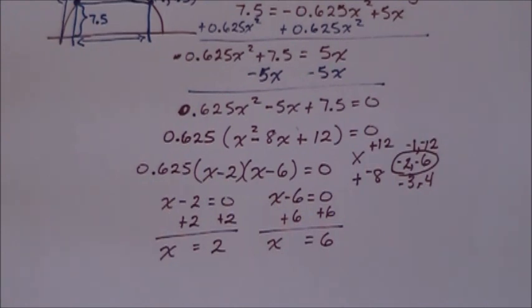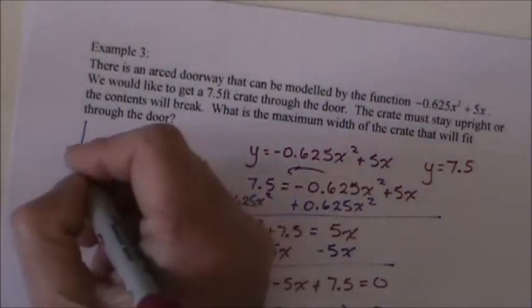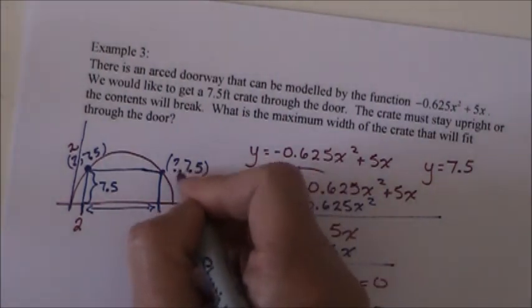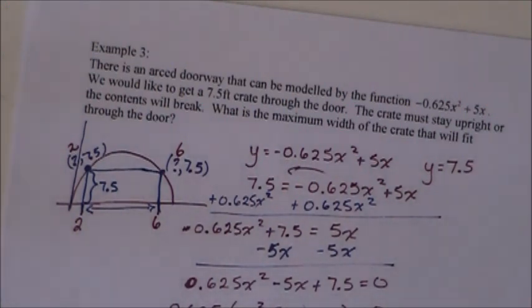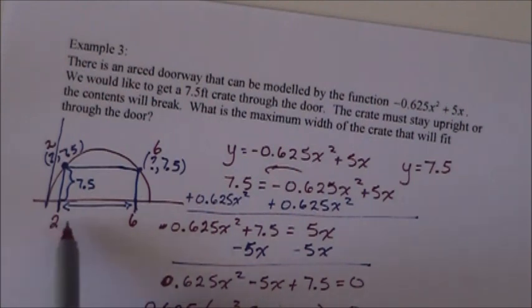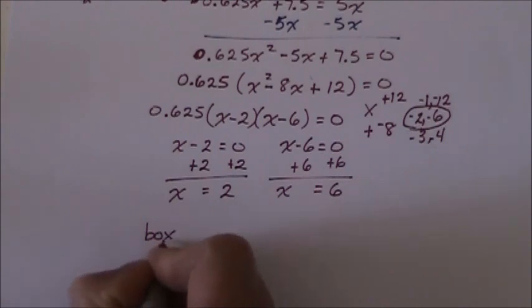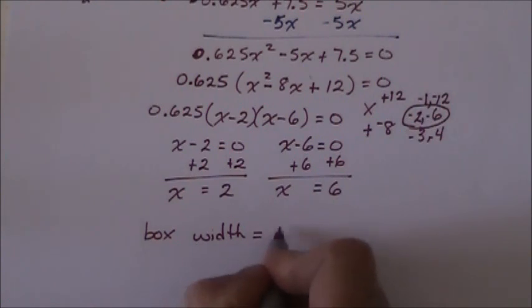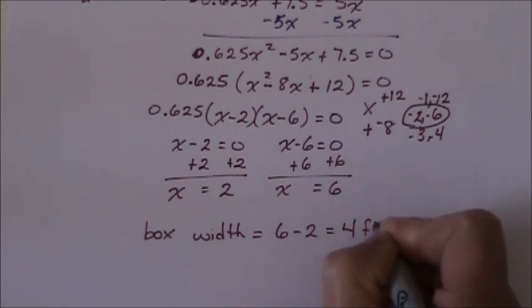So, if we go back to our diagram, what we've just figured out is that this x value here is 2, and that this x value here was 6. So if I want to know the width, the distance between the two, box width is going to equal 6 minus 2, which equals 4 feet.